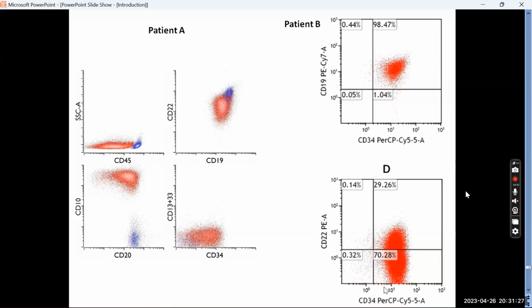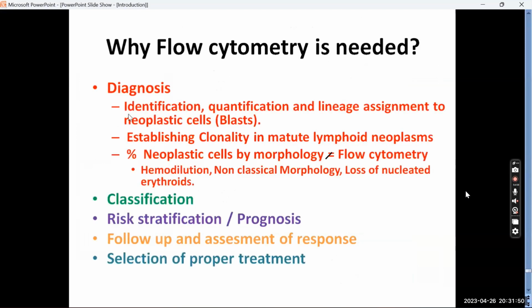On the contrary, you will find this case where CD19 is positive, CD34 is positive, but CD22 is very, very dim. In fact, most of the tumor cells are negative for CD22. If I give anti-CD22 in this patient, it may not be as effective as it was for the other patient. So that is the beauty of flow. Apart from diagnosis, classification, risk stratification, and follow-up assessment, it also helps you select a proper, personalized treatment for every patient.